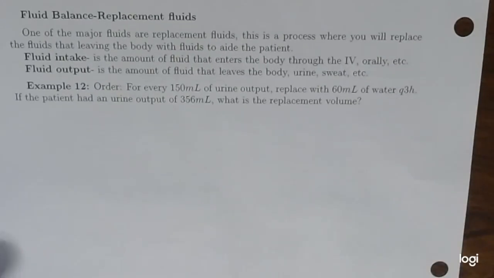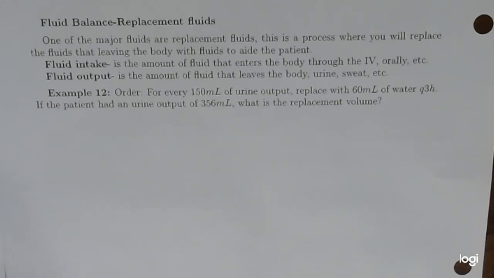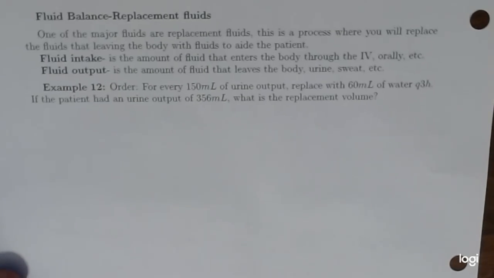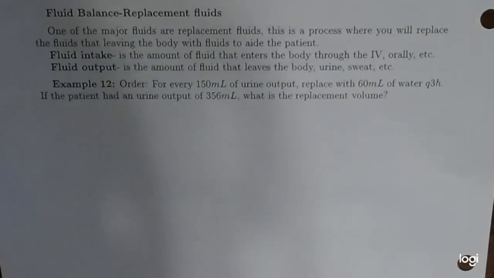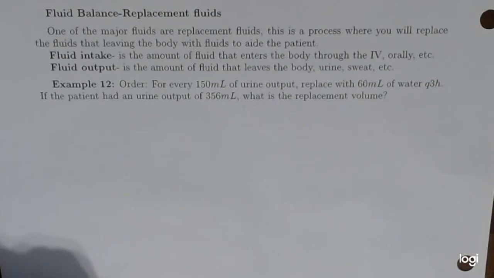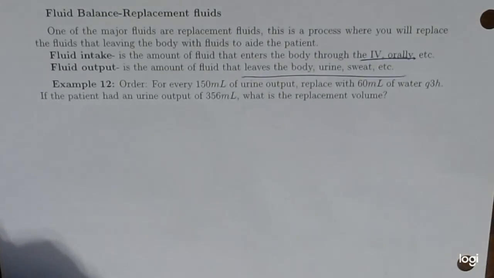So let's go to the very last concept of this chapter, which is fluid balance. It's very simple, but it's just a quick little example illustrating this. Okay, so this is fluid balance and replacement fluids. This is a process where you will replace the fluids that are leaving the body with fluids to aid the patient. Okay, so basically fluid intake, right? You need an IV, respectively, and fluid output. Urinating, sweat, all that fun stuff. So it's the amount of fluid going in, so IVs, orals, etc., and outputs is what's leaving the body, respectively, right?